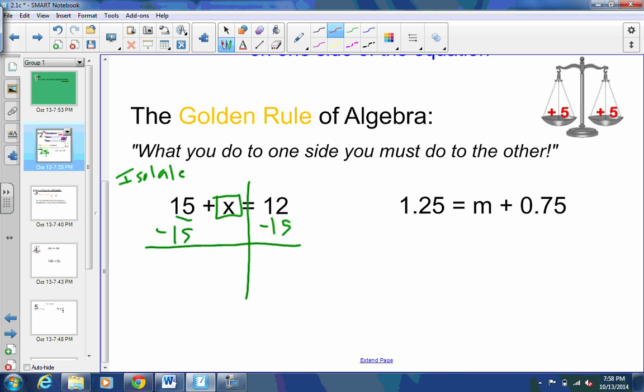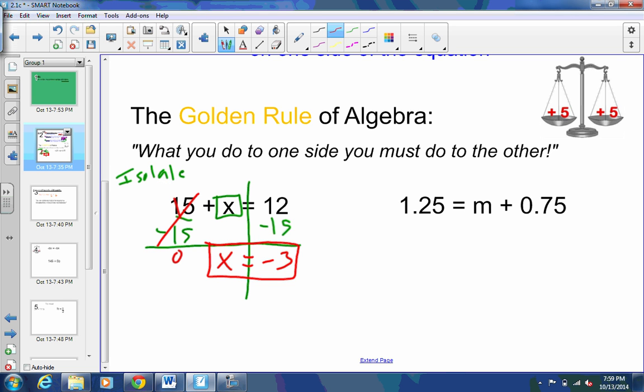The neat thing about subtracting 15 on the left side is it cancels that out. It makes 0. And then you still have the x. It says that x is equal to whatever 12 minus 15 is, which is a negative 3, because 15 is a bigger number there, so it's going to be a negative 3. And what do you know? We isolated x. We found the solution of x equals 3.